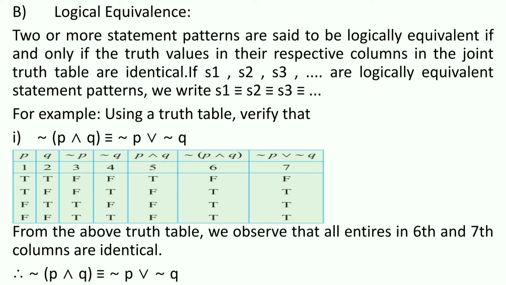First we have to find P and Q, and the column is true, false, false, false. After this, negation of (P and Q) is false, true, true, true, and the last column is negation P or negation Q, that is false, true, true, true. From the above truth table, we observe that all entries in the 6th and 7th columns are identical. Hence, negation of (P and Q) is equivalent to negation P or negation Q.